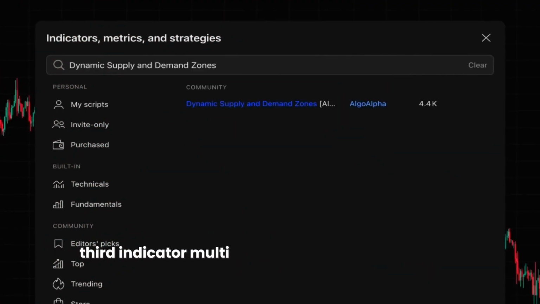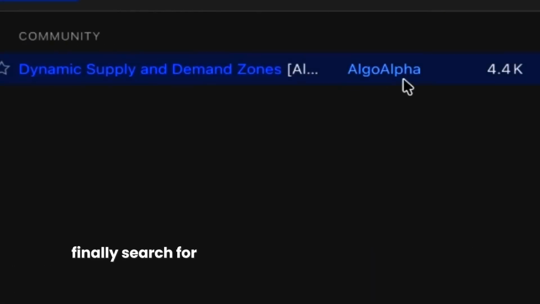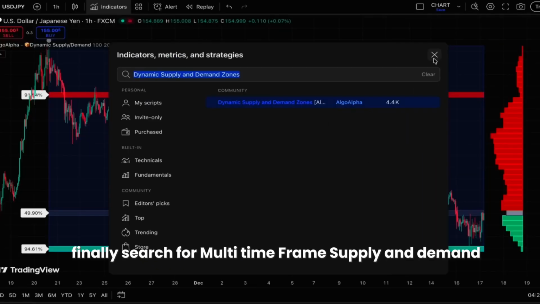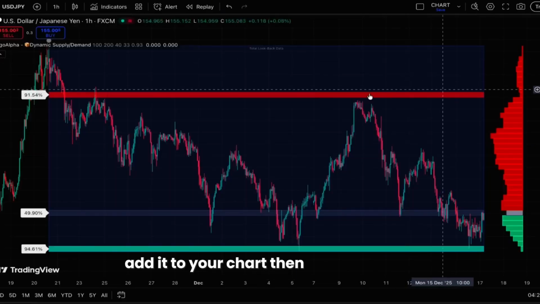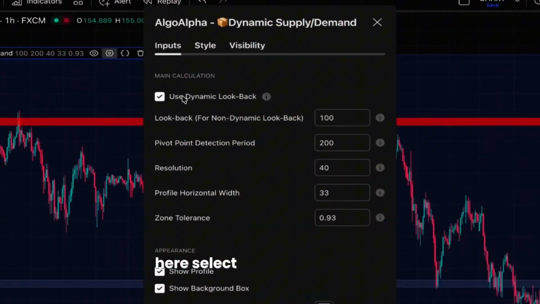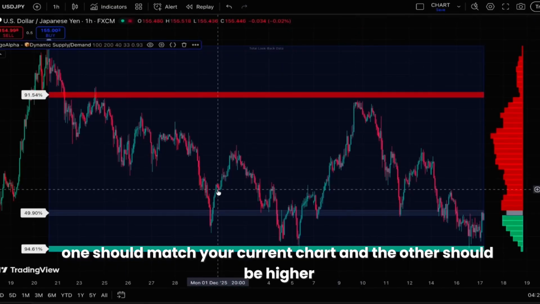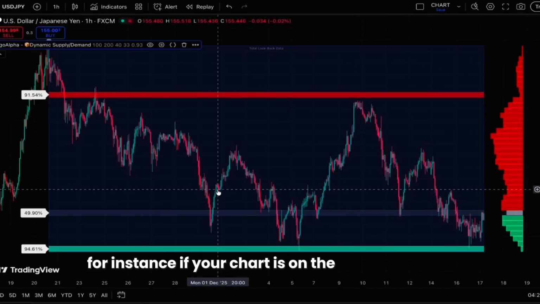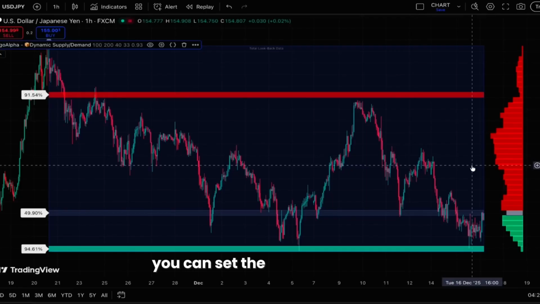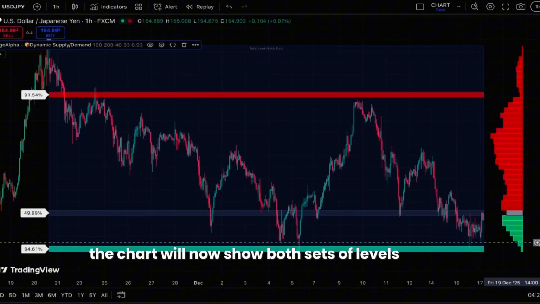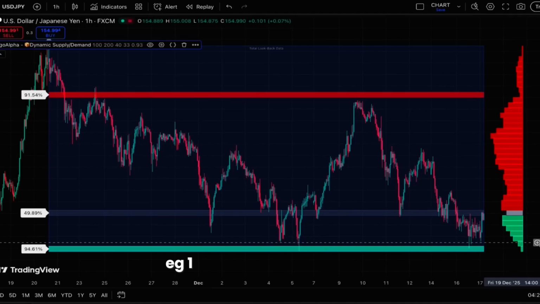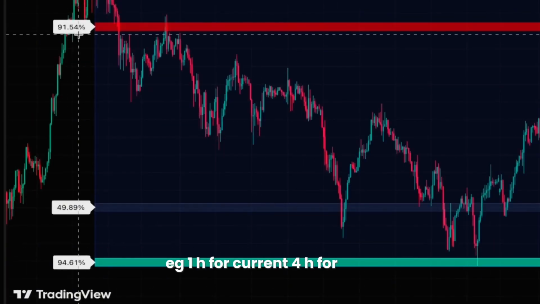Third indicator, multi-time frame supply and demand zones. Finally, search for multi-time frame supply and demand zones. Add it to your chart, then open its settings. Here, select multiple time frames. One should match your current chart and the other should be higher. For instance, if your chart is on the 1-hour time frame, you can set the higher one to 4 hours. The chart will now show both sets of levels labeled differently, e.g., 1H for current, 4H for higher.